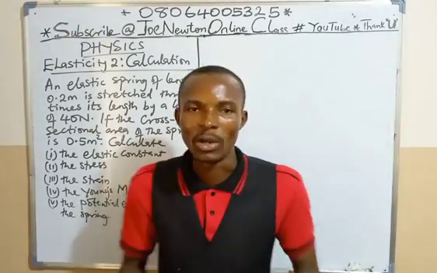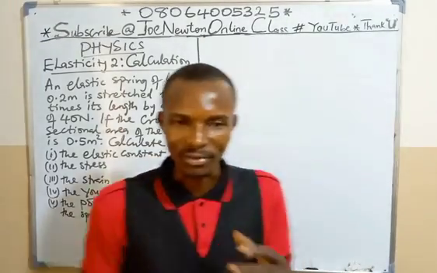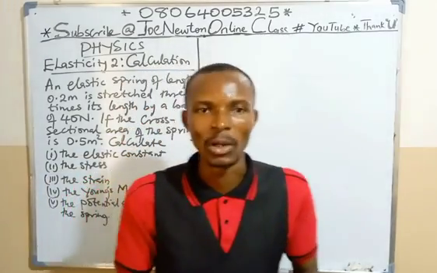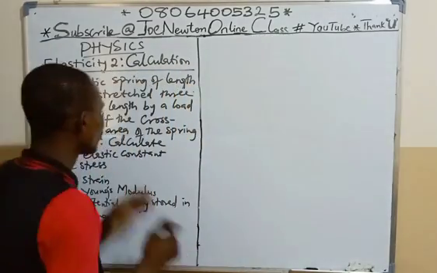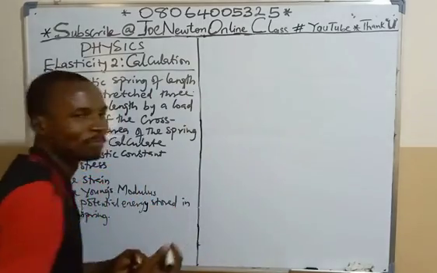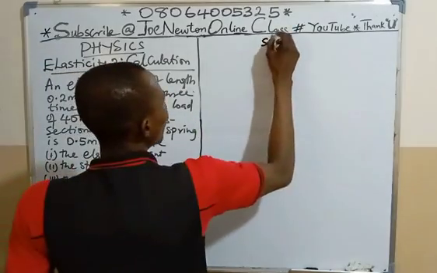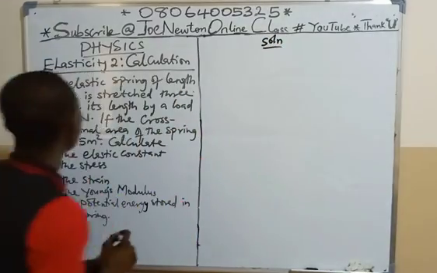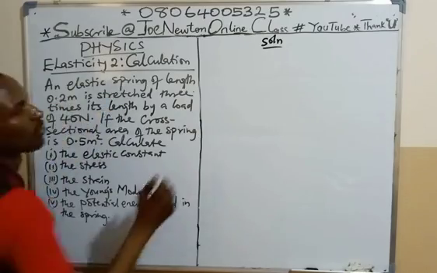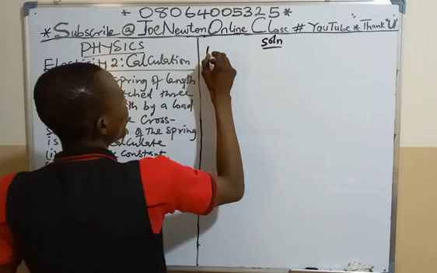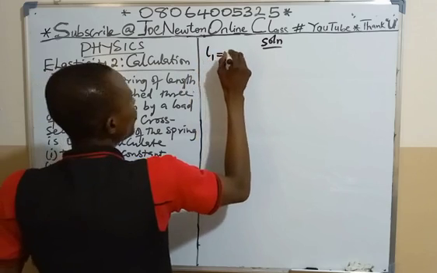These are typical wire questions, and you will also see them in JAMB as well. Now, quickly, in solving this question, we make interpretations and analysis. So look at this question. We are given that the original length of the material, let the original length be L1, is 0.2 meter.